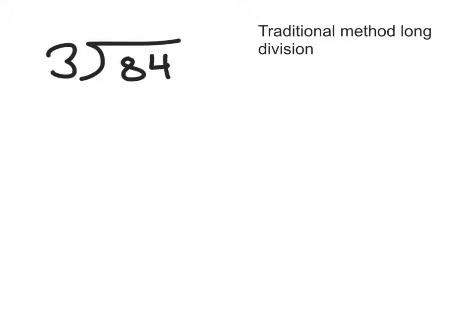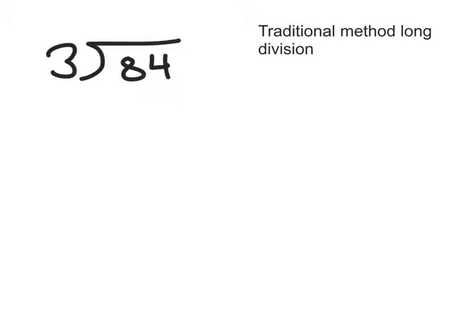Now we're going to look at this same problem of $84 divided into 3 equal groups using the traditional method of long division. Now this is quite different. Instead of drawing the long line down here, I simply start by asking myself, 3 times what number will get me close to 8 without going over?